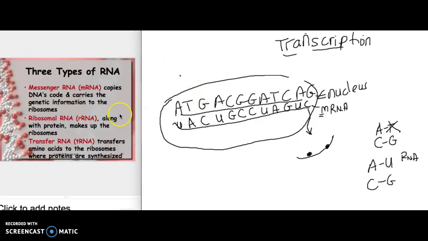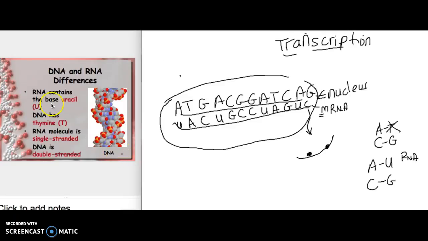So there are three types of RNA. There is the messenger RNA, which copies the DNA code and carries the genetic information to the ribosome. That is what we've been talking about. There's another type of RNA called rRNA. Along with protein, this is actually what makes up the ribosome. And finally, there is tRNA, a transfer RNA that will bring the amino acid that is coded by the mRNA.